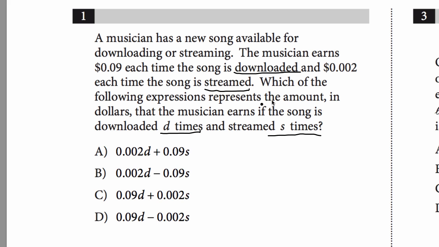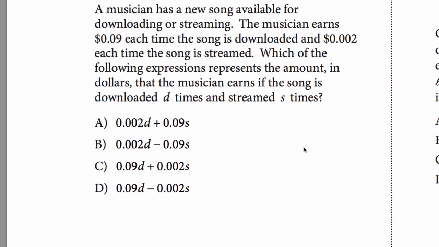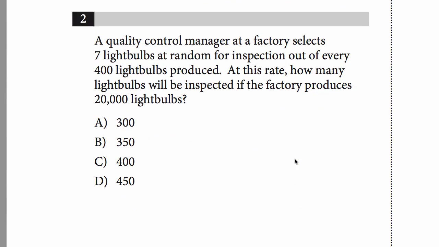So the variables match with the word you think they would. So we're just writing it in. 0.09 for downloads plus how much they make for streams? 0.002 for streaming. That's really it. Choice C. Just matching up variables and numbers. That's all you got to do. Move on. We got to save time and get done with this test fast.